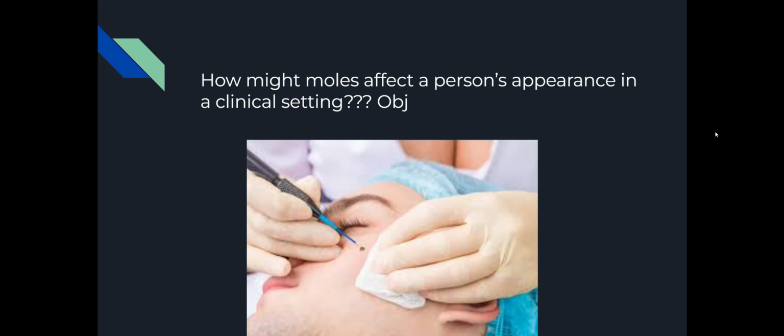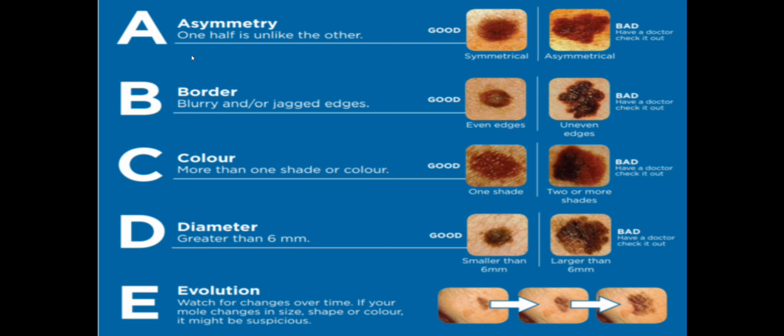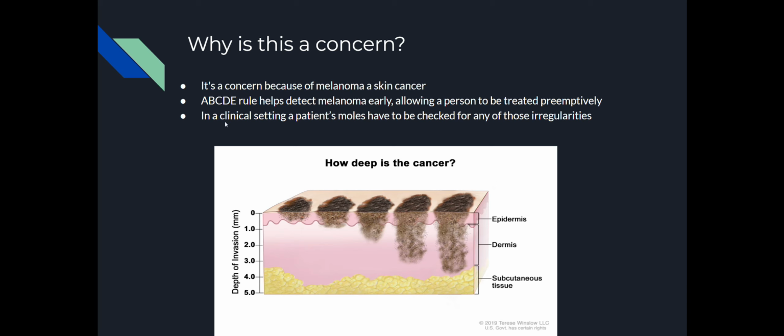For our last objective here: how might moles affect a person's appearance in a clinical setting? Normally moles look pretty nice like this. They're round. They don't pose a serious concern in clinical settings. They only really pose a risk if they break one of the A, B, C, D, E rules, which are really easy to learn. A is for asymmetry. B is for border, like the border looks a little weird. C is for color: they have multiple colors, not one shade like in the image. D is diameter, greater than 6 millimeters. And E is evolution: maybe the mole will change over time.